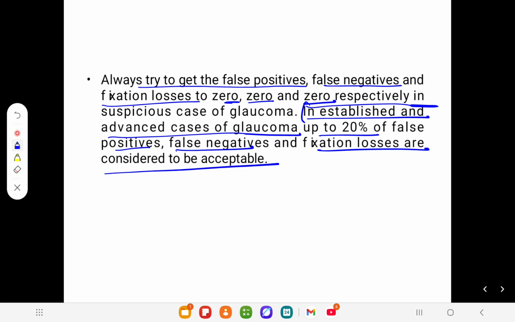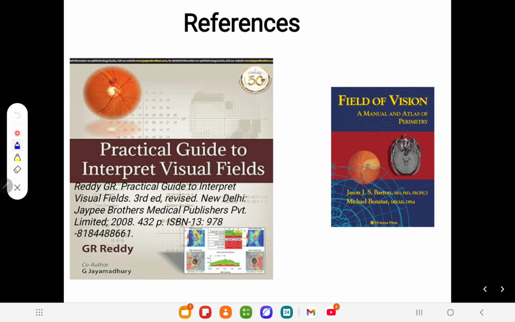It's always important to remember that in established and advanced cases, there will be false positives and false negatives no matter what. That's why you have to stretch up to 20%, up to the border of reliability. That's very important. So again, we have finished this presentation.